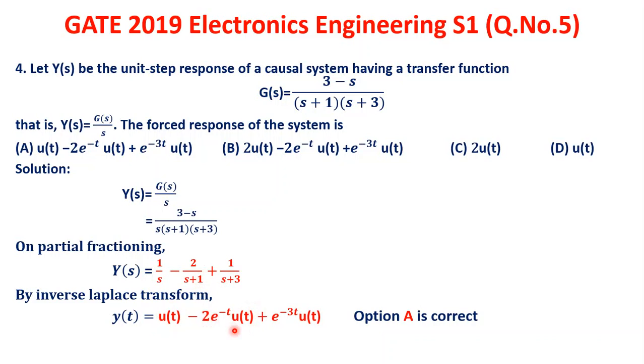We are not writing u of t separately because t greater than or equal to 0 is automatically implied by u of t, because u of t is equal to 1 when t is greater than or equal to 0, and equal to 0 when t is less than 0. This we know very well. So the inverse Laplace transformation of 1 by s plus 3 is e power minus 3t u of t. So this fits into the first option. So option A is correct.